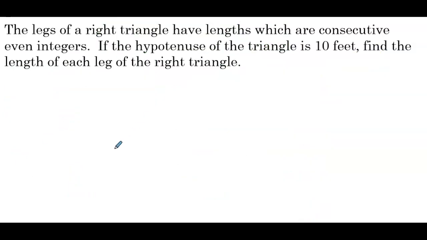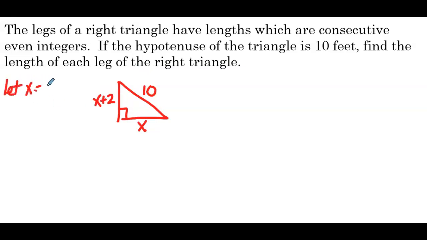The legs of a right triangle have lengths which are consecutive even integers. If the hypotenuse of the triangle is 10 feet, find the length of each leg of the right triangle. Okay, so we have a right triangle with a hypotenuse of 10, and the legs are consecutive even integers. So if I define one leg to be x, the other leg is x plus 2.